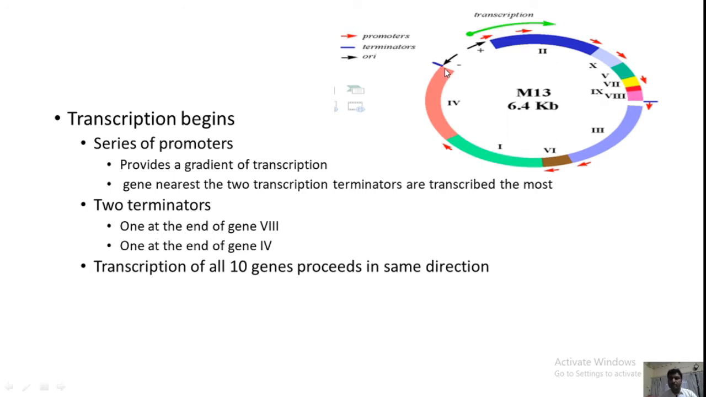In addition to this, there are two terminators also present. See, this is one terminator and this is another one. Genes that are present nearer to transcription terminators are transcribed the most. Hence, this gene 4 is quite near to a transcription terminator and gene 8 is also near to a transcription terminator. So, gene 4 and gene 8 are the genes transcribed the most.